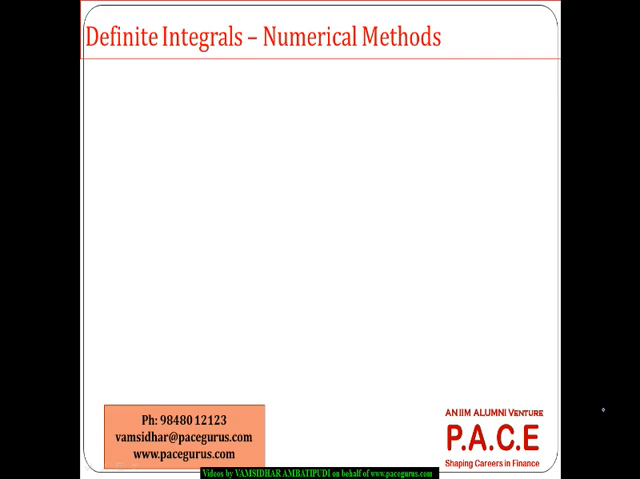In this session, I'll be looking at how we compute the values for definite integrals using numerical methods. In some cases, it is not possible for me to find an integration value by a regular method. Let's say I want to find the integration of e to the power of minus x squared, probably between some a and b. Finding an integration for this kind of function is not straightforward. So how do I evaluate these kinds of integrals?